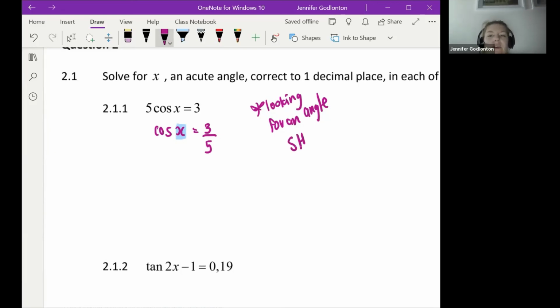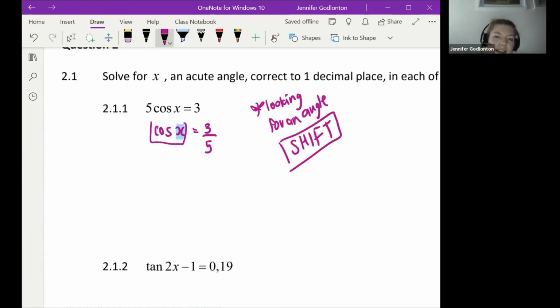Yes, well done, shift. Okay, when we're looking for an angle, we use shift on our calculator. Basically what we want to do is isolate our trig ratio with whatever's next to it, and then we're going to use shift on our calculator. So now in our calculator, we're going to push shift, then we're going to push cos, and now in your calculator, it'll look like this.